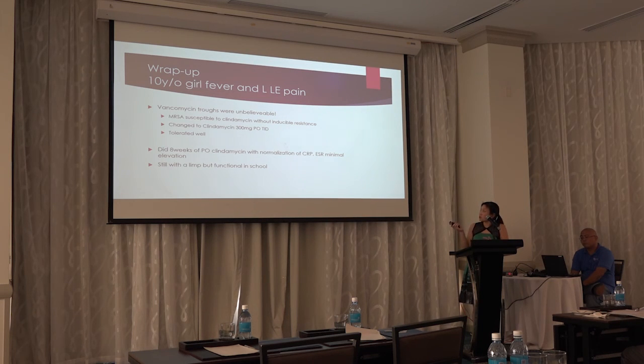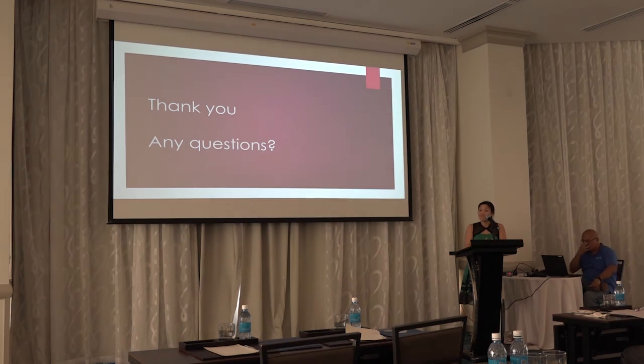Her CRP normalized, her ESR still had minimal elevation. She still had a limp, but she's very functional in school. So I will probably see her in another 2 weeks, and she's actually doing well. The repeat scans show residual inflammatory tissue around the left lower extremity, but it would be hard to say if that's just from the prior infection. Without fevers, without leukocytosis, and with normal CRP, we're just letting it be, keeping a close eye on it. So, thank you. Any questions?